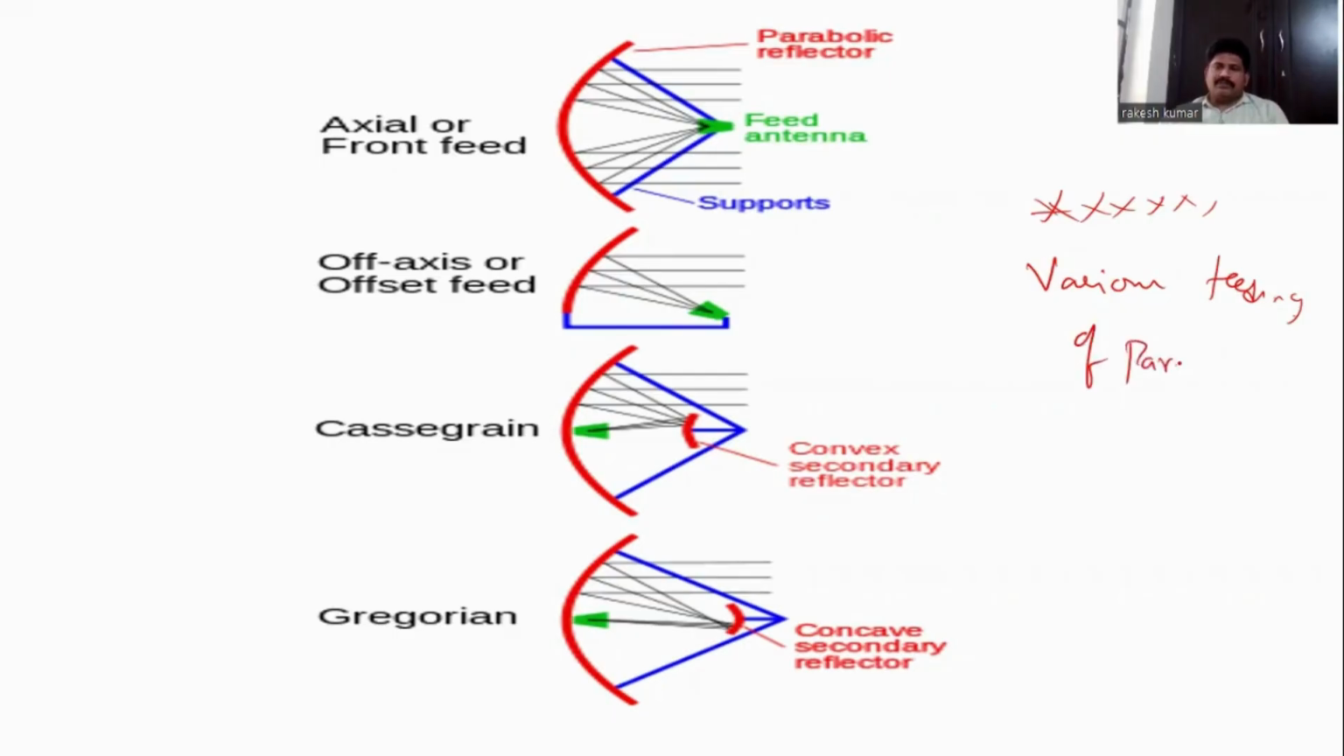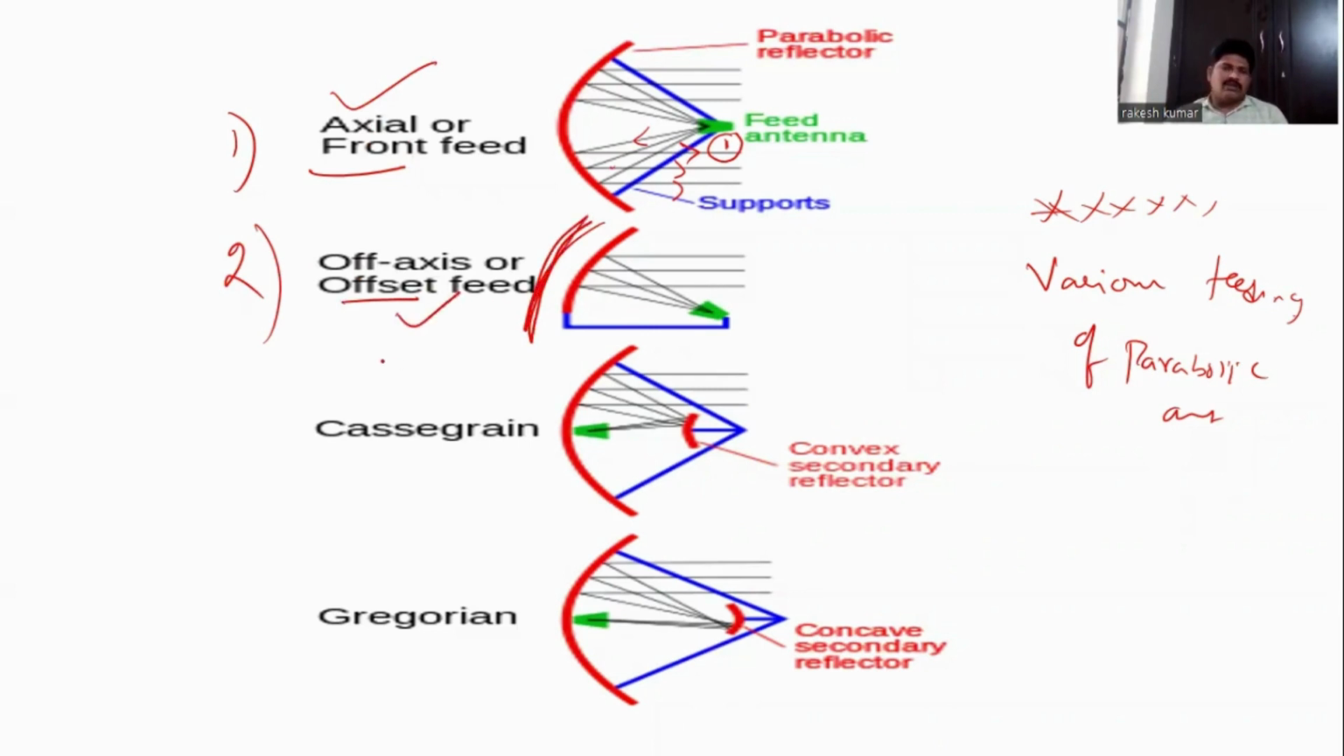Parabolic antenna. The first one is axial feed or front feed. Here only one primary antenna is there. All the rays fall on the reflector and move like this, forming a beam. The second one is offset feed. Here only half of the reflector will be available, so this is called offset.